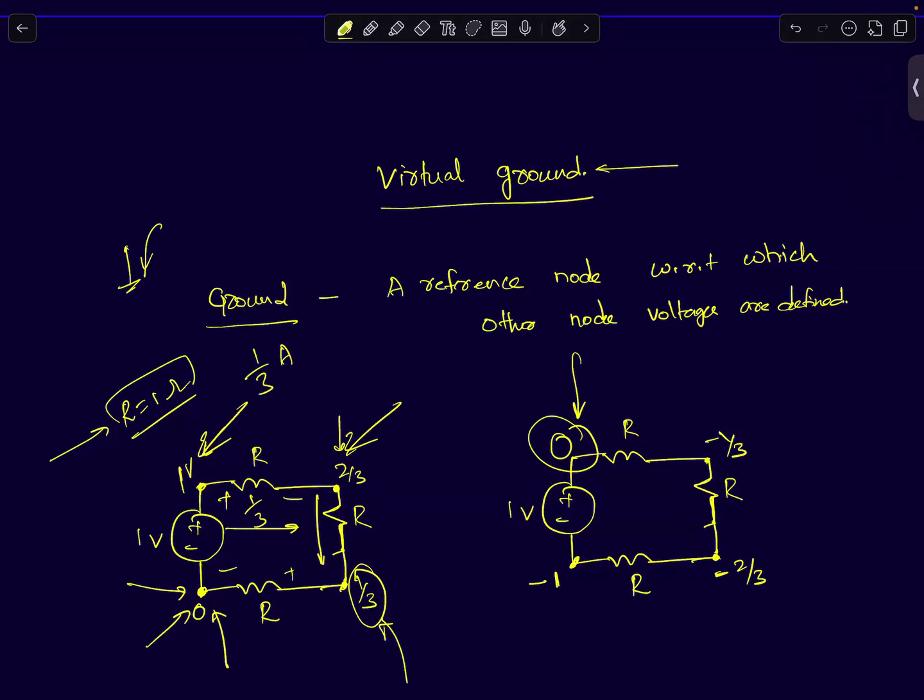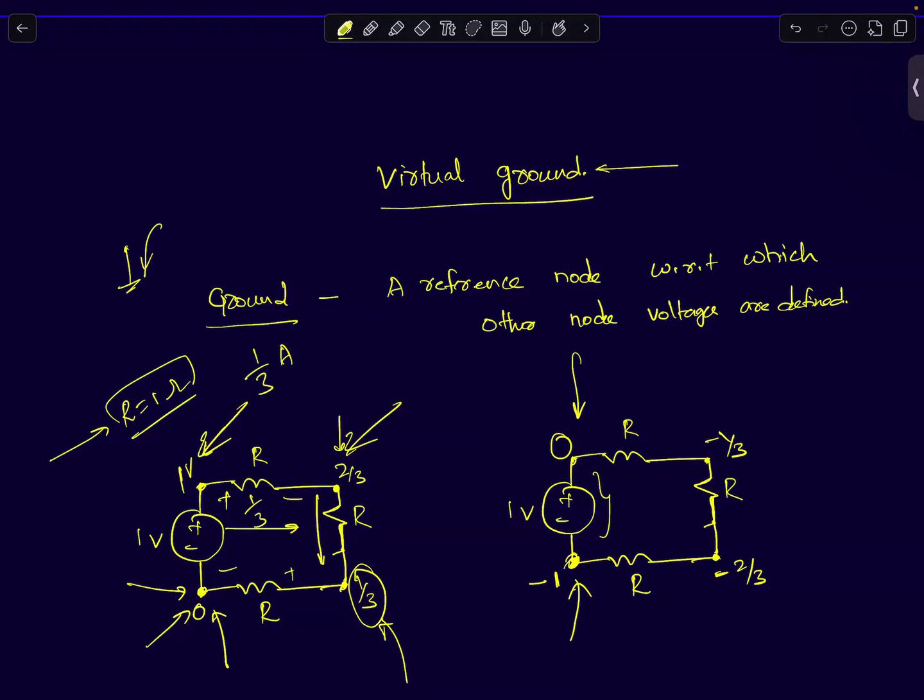Then this node voltage will be -1, right? This is because it's a 1 volt DC source. This terminal should be at a potential of 1 volt higher than the negative terminal. And if I set the positive terminal at 0, then the negative terminal will be at -1.